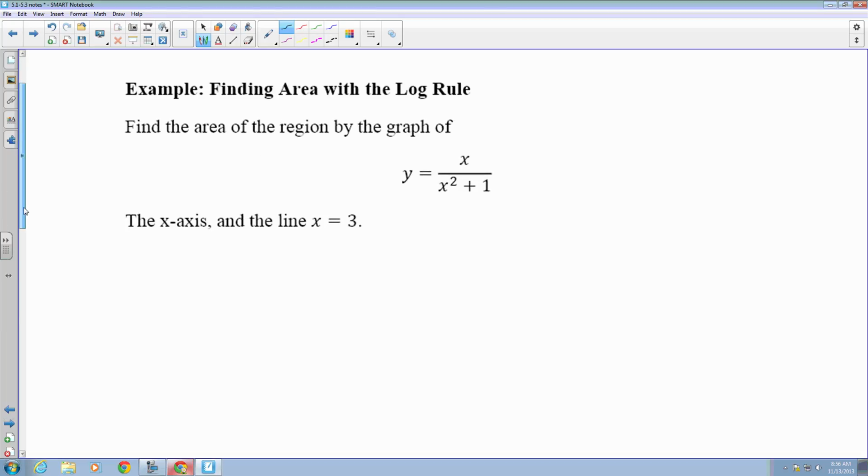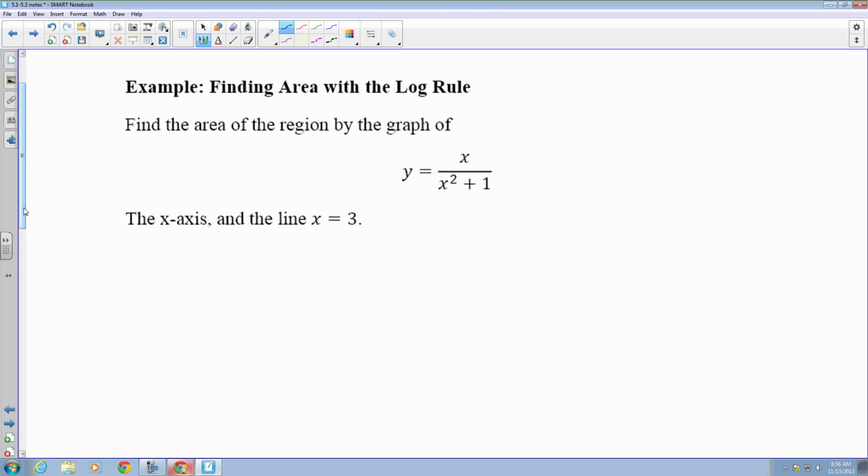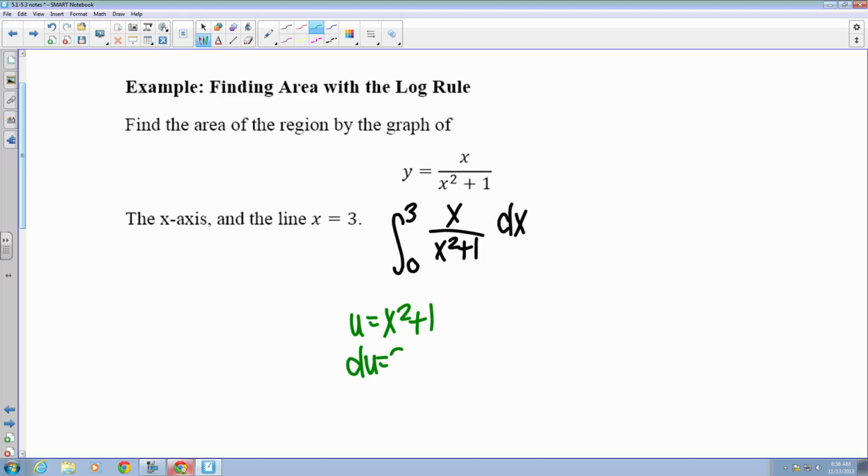Okay, find the area of the region bounded by the graph of x over x squared plus 1, the x-axis, and the line x equals 3. So it's the same thing as evaluating the integral from 0 to 3 of x over x squared plus 1. Our u is the bottom. du is 2x dx. And since there's no 2, we have to divide by 2.